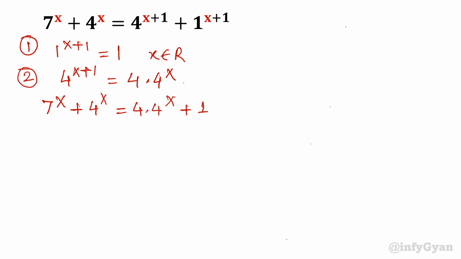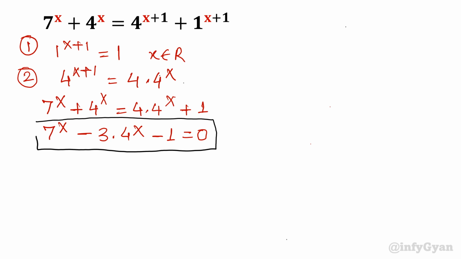plus 1. Okay, take all the terms to the left side. So 7^x, 1 into 4^x minus 4 into 4^x, so minus 3 into 4^x, minus 1 is equal to 0. This equation is a very important equation. We will consider this equation as f(x) when we find the critical points.